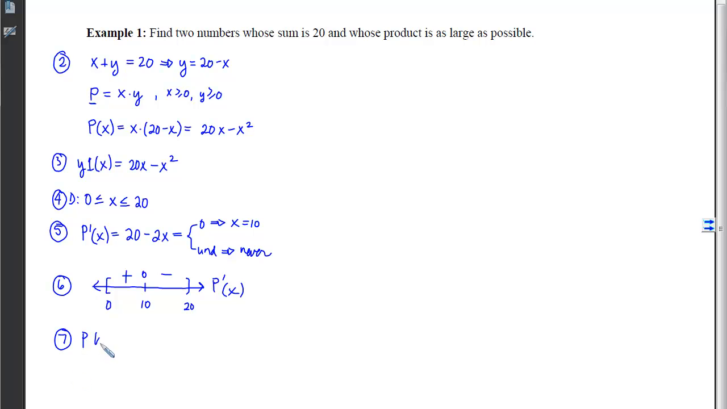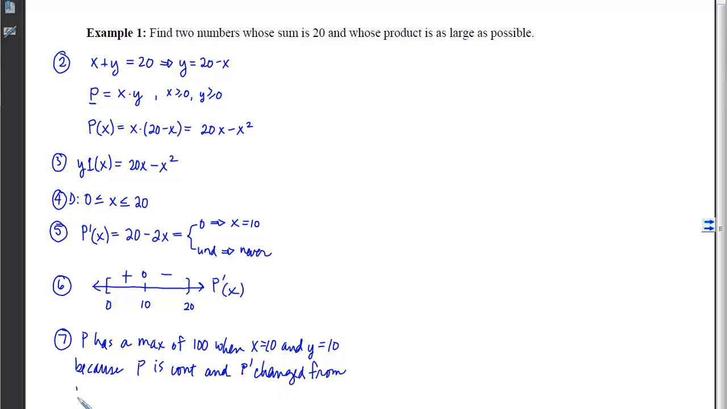We can write down that p has a max of 10 plugged into P would give me 200 minus 100, which is 100, when x equals 10 and y equals 10, because P is continuous and P prime changed from positive to negative.